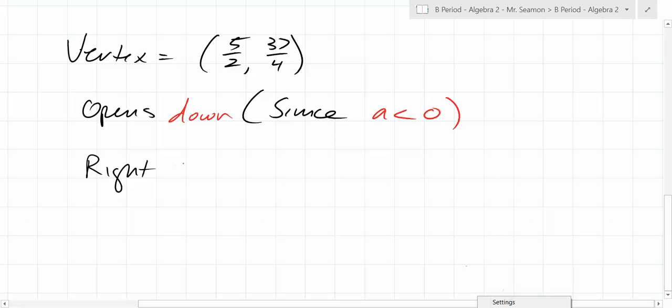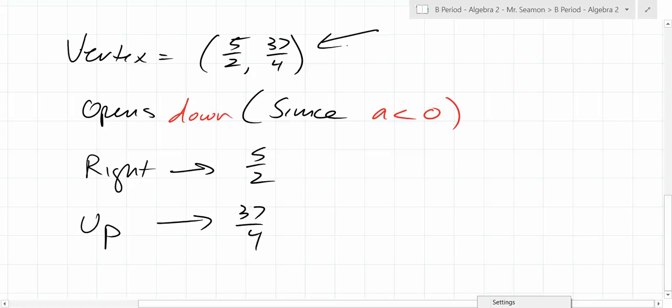It's moved to the right. How much? 5 over 2. And does it go down or up? Up. How much? Yeah, exactly. It tells you this is the new vertex, right? It goes to the right and it goes up. Excellent. Okay. And is it wider or narrower or the same shape as the graph of y equals x squared?